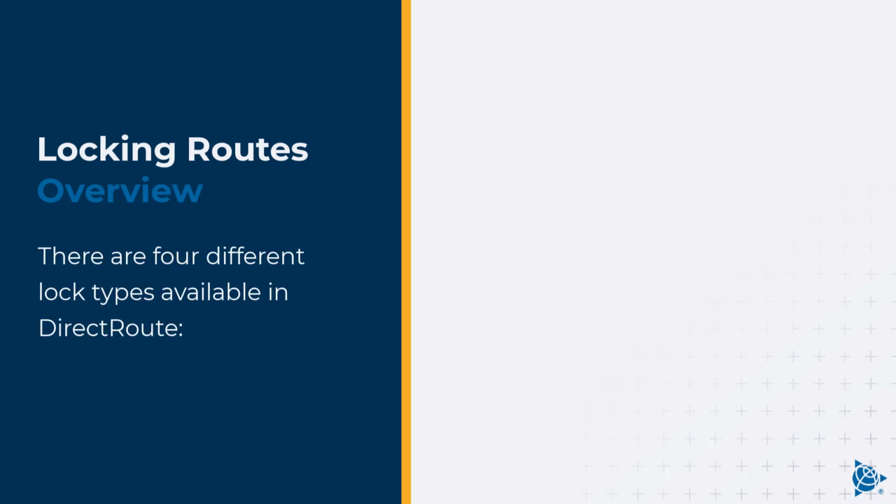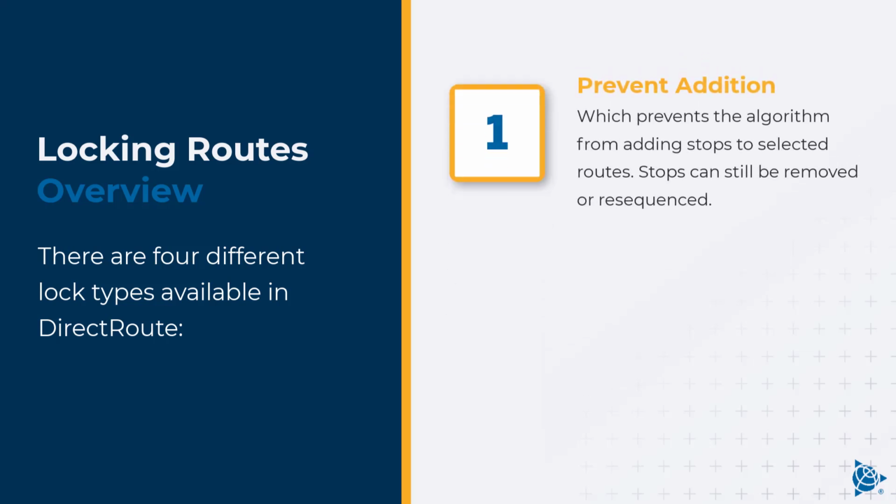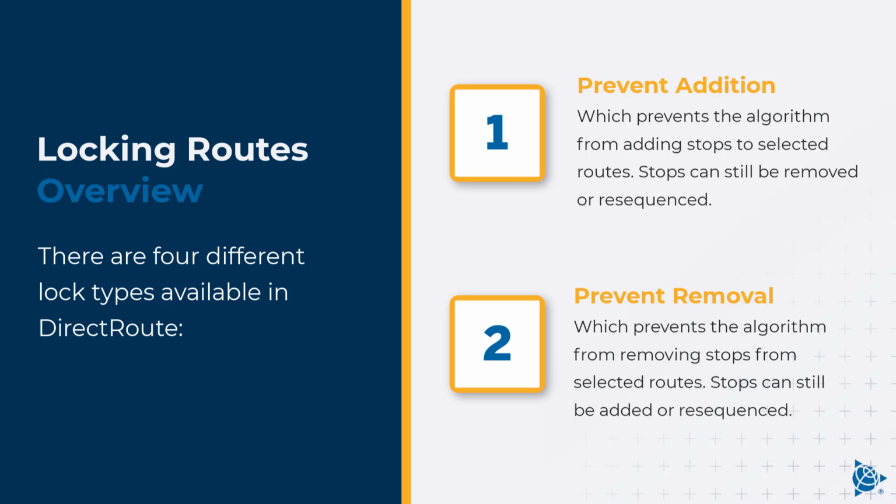There are 4 different lock types available in DirectRoute. Prevent addition, which prevents the algorithm from adding stops to selected routes. Stops can still be removed or resequenced. Prevent removal, which prevents the algorithm from removing stops from selected routes. Stops can still be added or resequenced.